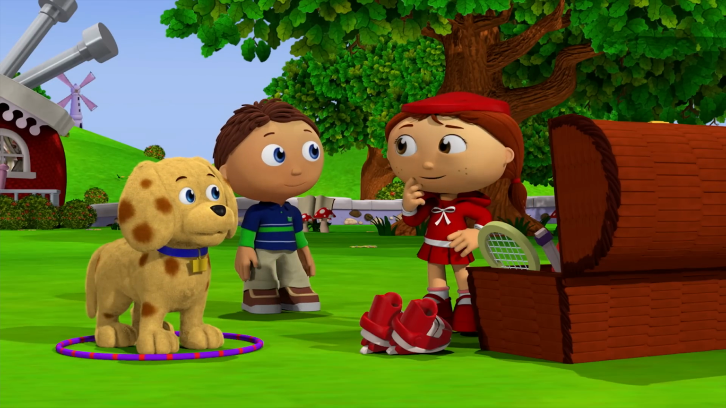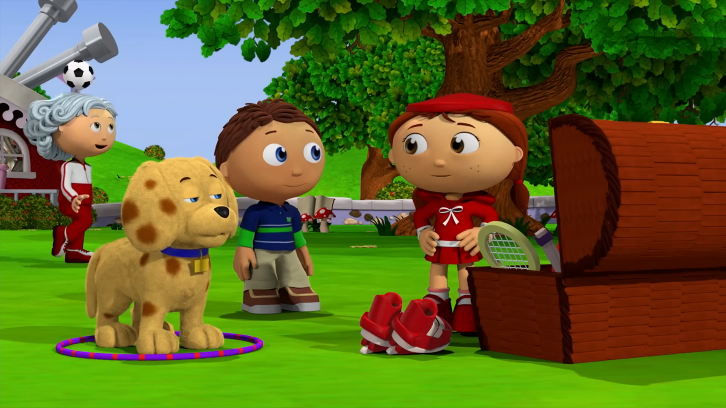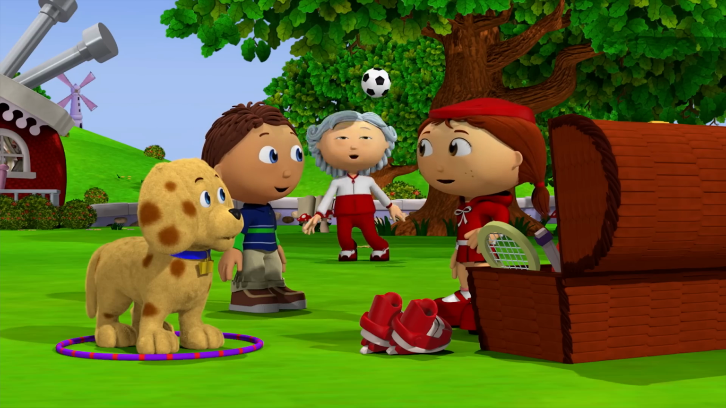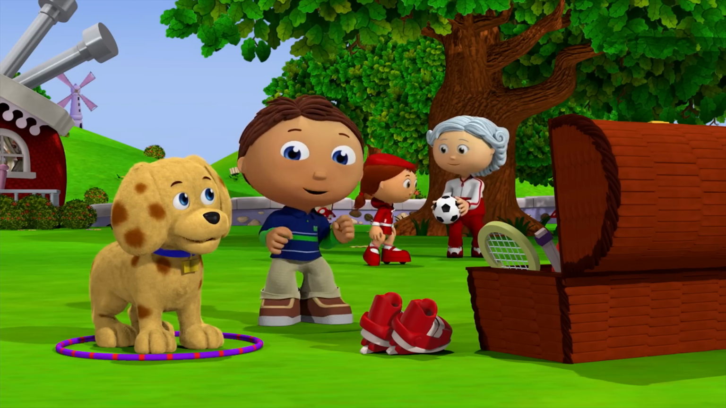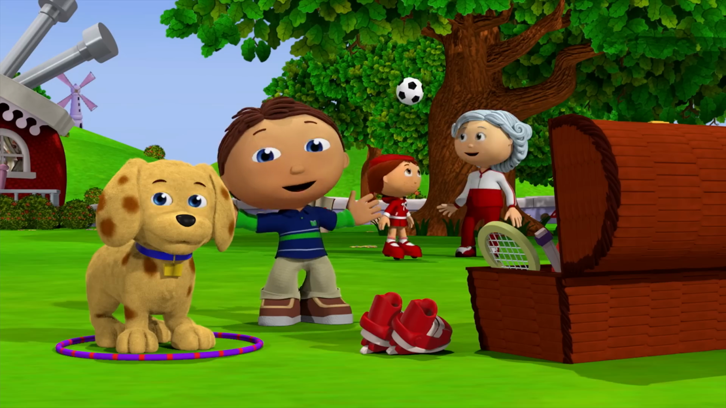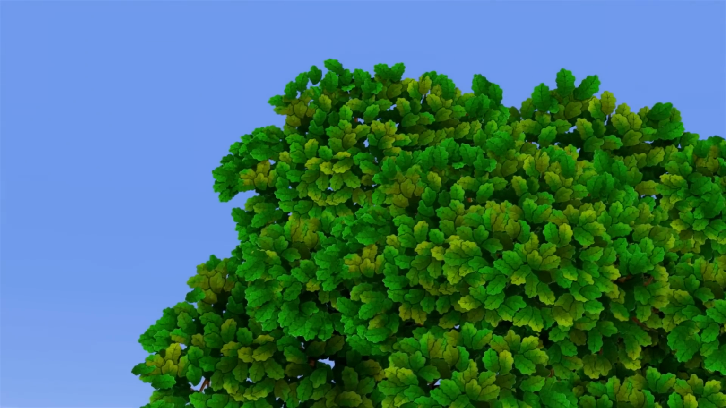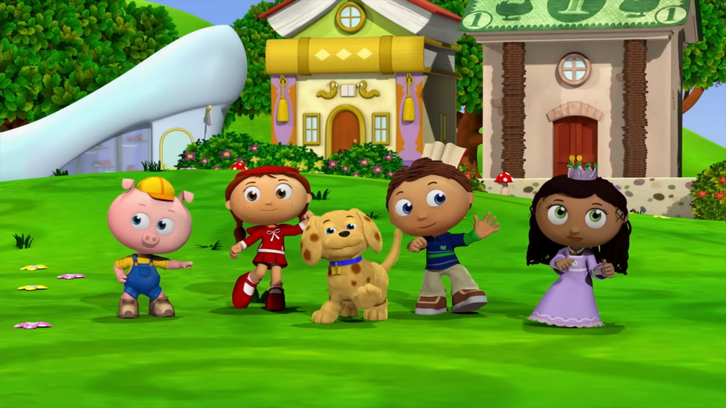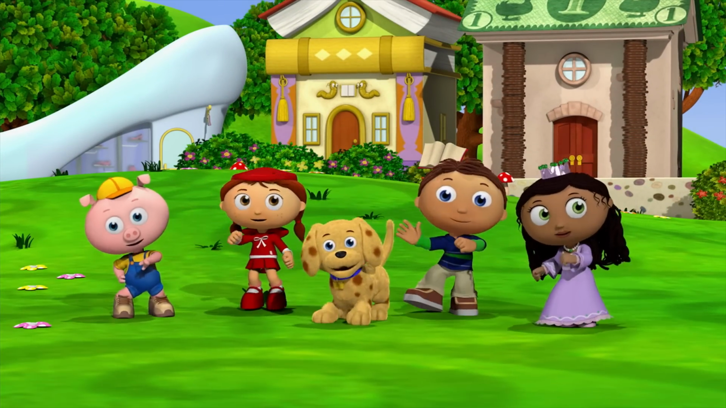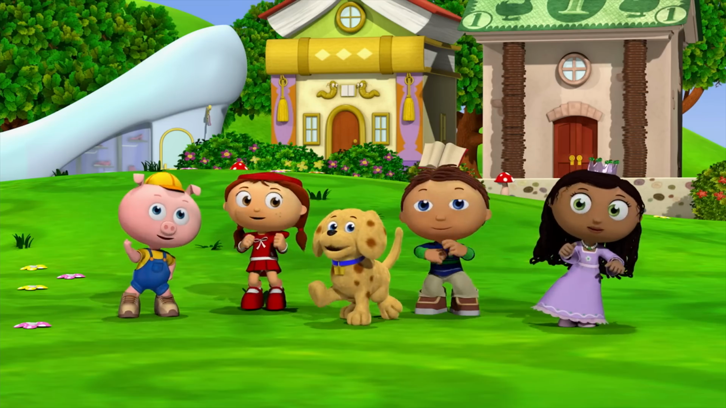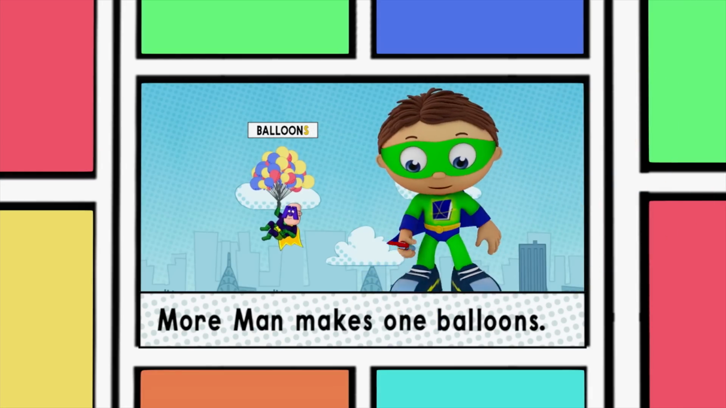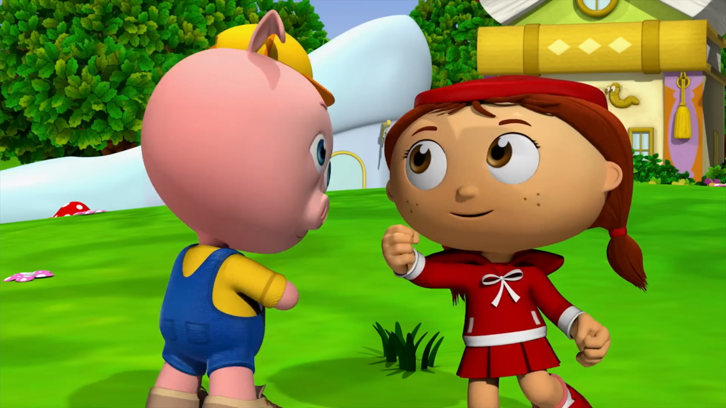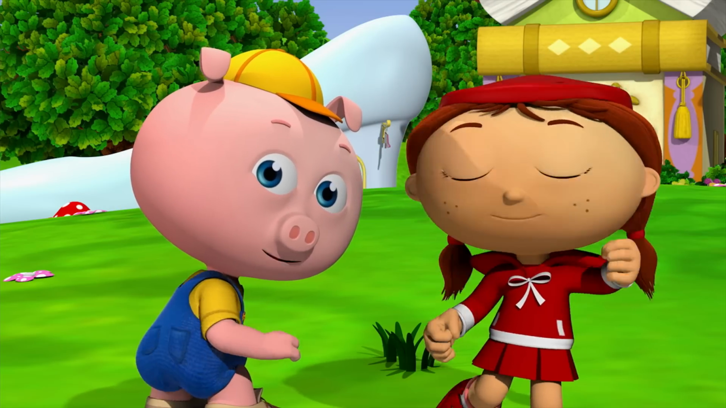You know what? I don't think more is better anymore. Sometimes less is best. Especially when you can play soccer with your grandma. Hip, hip, hooray! The Super Readers saved the day! We changed the story. We solved the problem. We work together, so hip, hip, hooray!